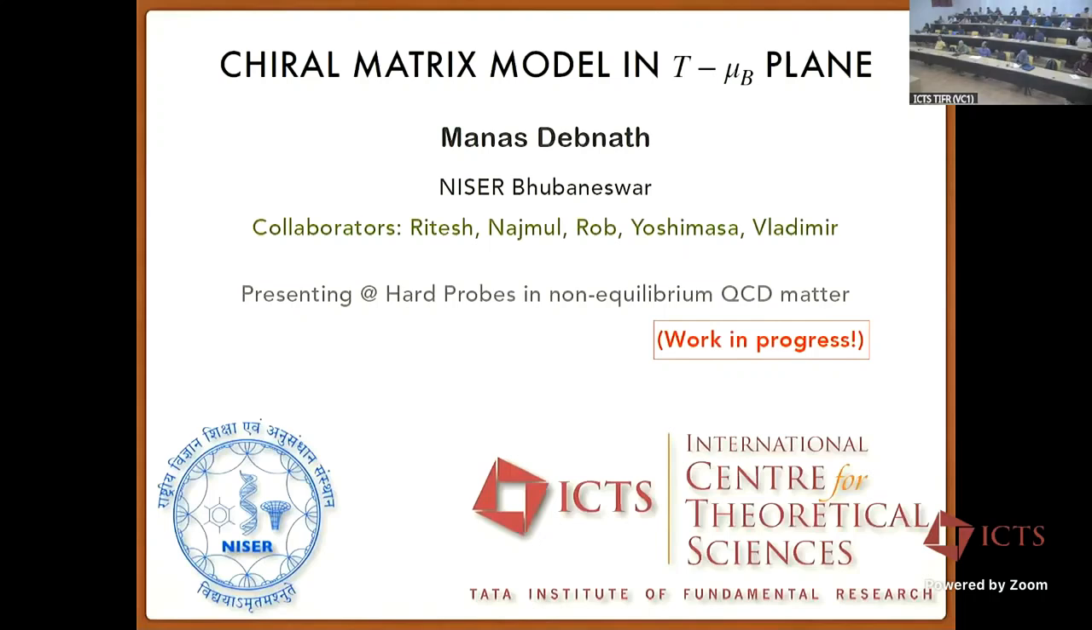Okay, today I'll talk about this chiral matrix model in the QCD phase diagram, that is, the temperature versus chemical potential plane. This is a very recent work I started a couple of months ago, so you should not quote the results I'll be showing you, as they may change in future. My collaborators are Ritesh Da, Najmul sir, Rob, Yoshimasa, and Vladimir.